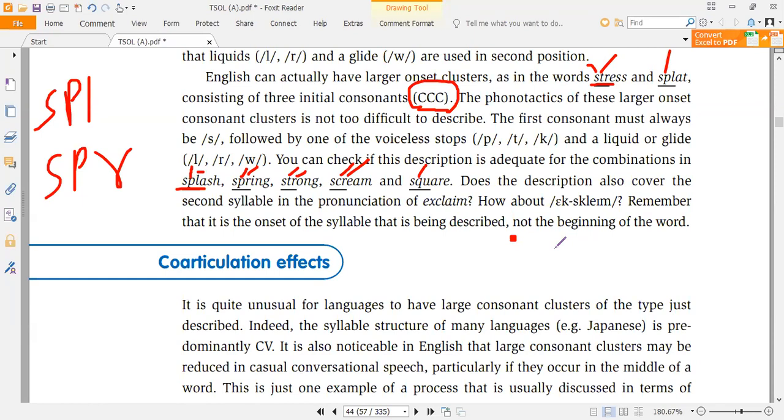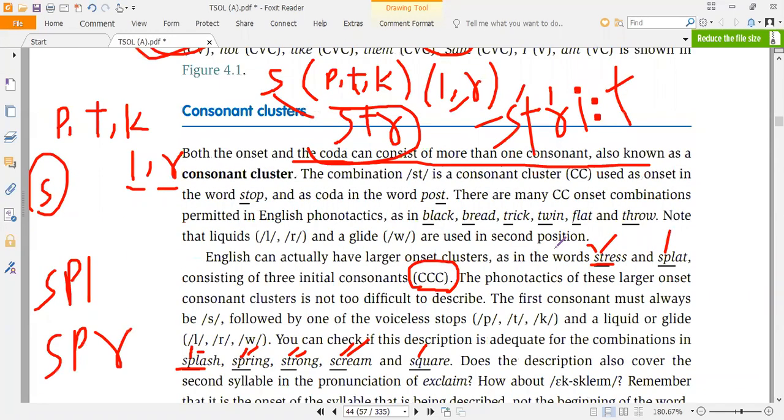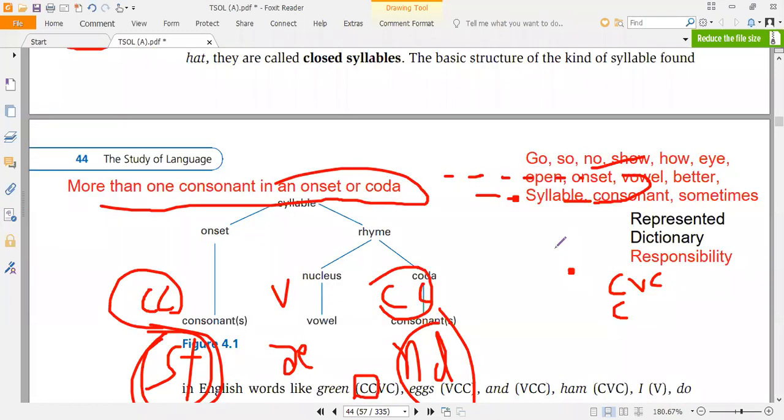That is a very good point you raised. Daud Munir, that is a very good point. Cluster means a group of units, a combination of units. So when we say consonant cluster, it means a combination of consonant sounds. Very good point. Any other question, confusion, anything you want to contribute?